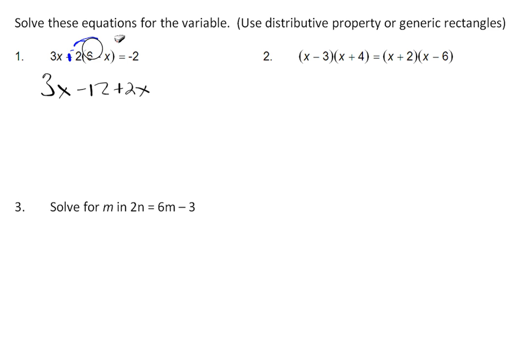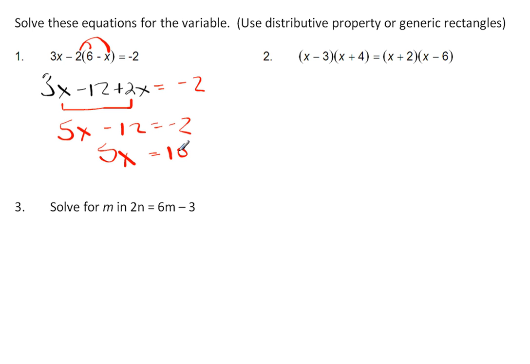I usually don't like to squeeze that all in there, I just kind of see it. Negative 12, positive 2x, and then equals that negative 2. I'll combine like terms, get 5x minus 12 is negative 2. Add 12 to both sides, so I get 10 on the right side. Whether you want to flip and switch, or just move it over, or add the opposite to both sides. Divide by 5, x is 2.